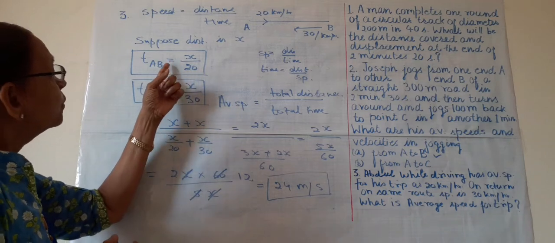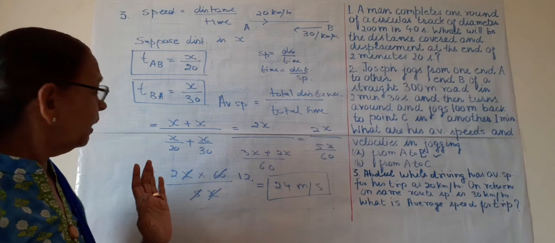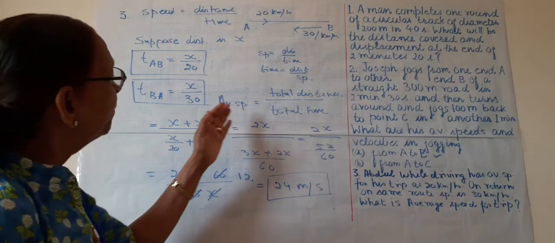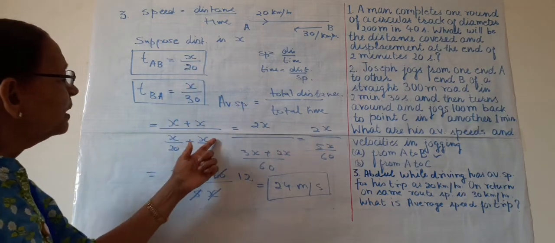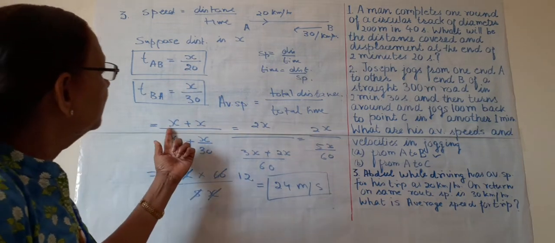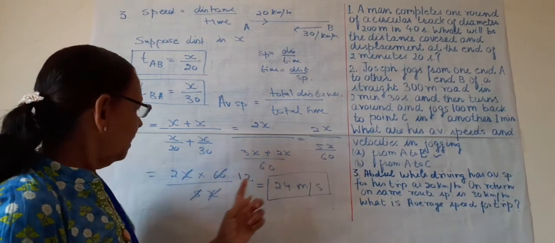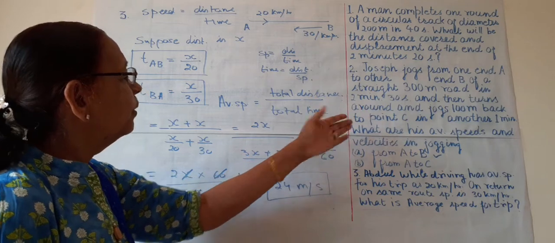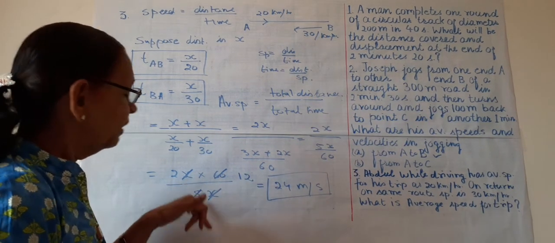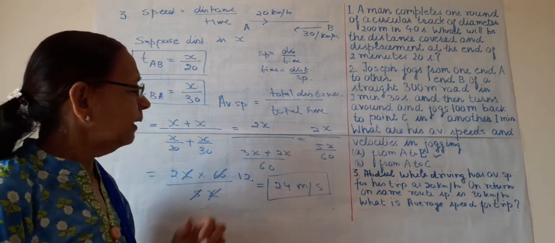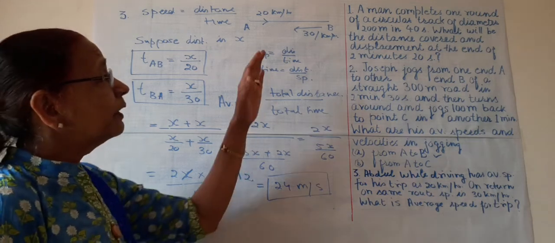So when we sum up these two, we will get the total time. Now our formula for speed: total distance x plus x, total time x by 20 plus x by 30. Now calculate this: 2x upon, take the LCM, 3x plus 2x. You will get 60 going up, 5x on the lower side, 2x into 60 divided by 5x, and you will get 24 meters per second.